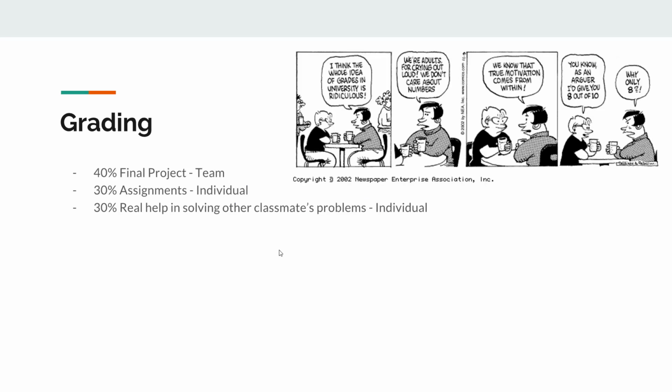Grading for this course is broken down into 3 components. The first is the final project, which accounts for 40% of your grade. We'll discuss the final project in a few minutes, but the main takeaway here is that it's a team-based assignment. Another 30% will be allocated to the 4 assignments. Each assignment is to be done by the individual and is not a team or collaborative exercise.